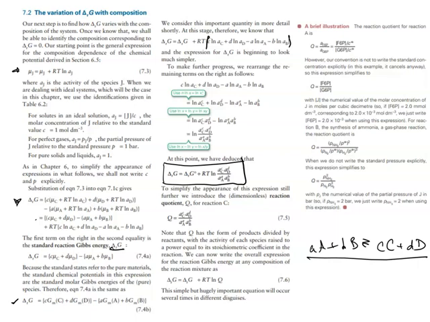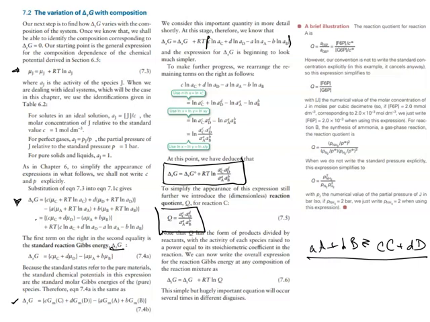To simplify this even further, we introduce the dimensionless reaction quotient Q for the reaction, where Q simply equals the relationship which the natural log is taken of. And note that Q has the form of products divided by reactants, which is very similar to what you saw in developing equilibrium constants in 100-level chemistry.